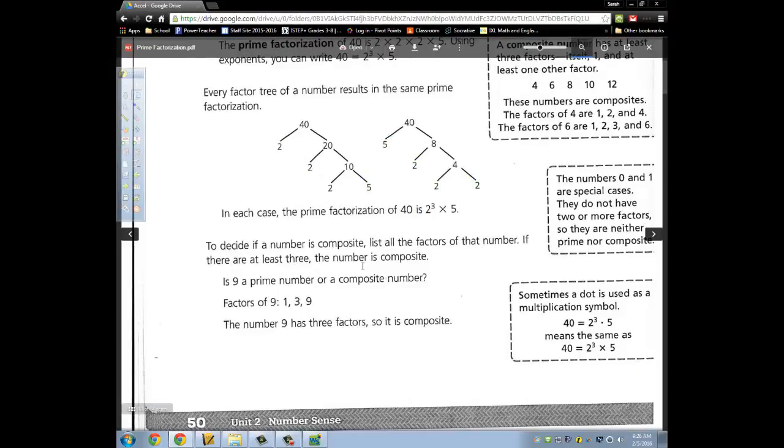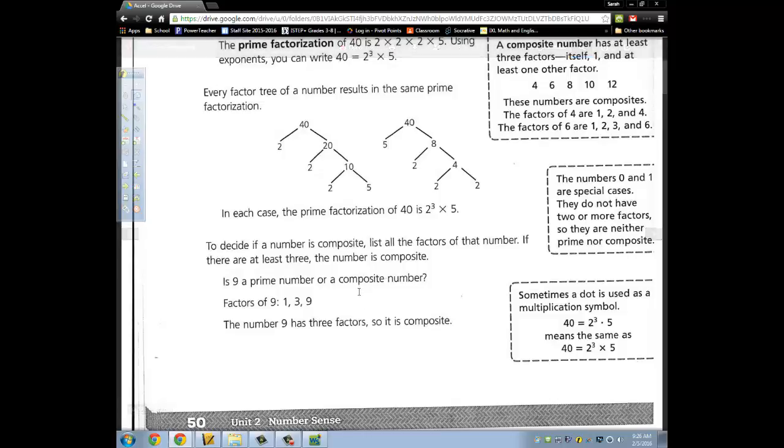To decide if a number is composite, you can list all of the factors. For example, if we're trying to figure out if 9 is prime or composite, some people just jump to it being prime because it's odd. That's not true. We can divide 9 by 3, so 9 would be composite.